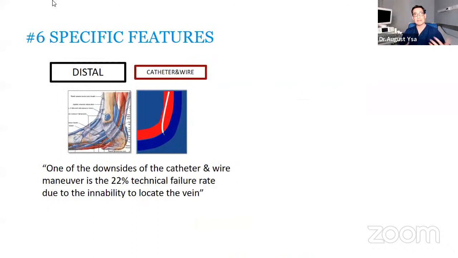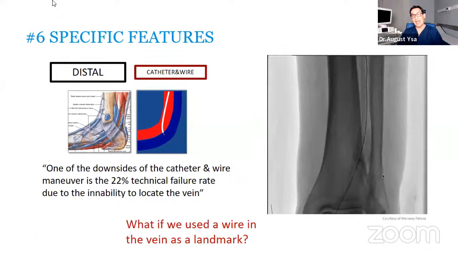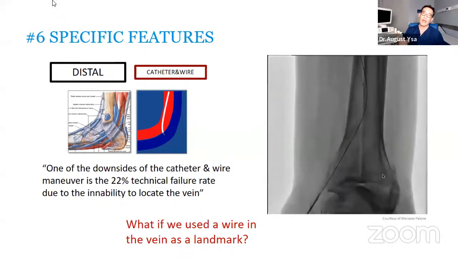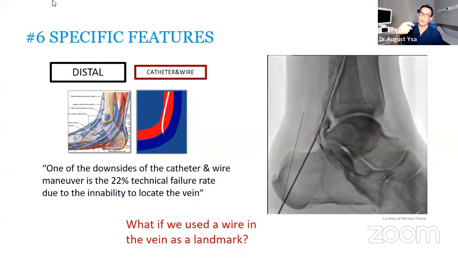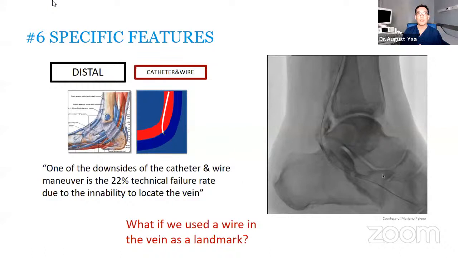And if we talk about distal DVAs, thinking about the catheter and wire maneuver, the main issue is that Roberto Gandini, who published this technique, reported a 20% failure rate of the connection, but this has been nicely overcome by Mariano Palena, who uses another wire inside the vein as a landmark to locate the vein and then to cross with your CTO wire into the vein from the artery.